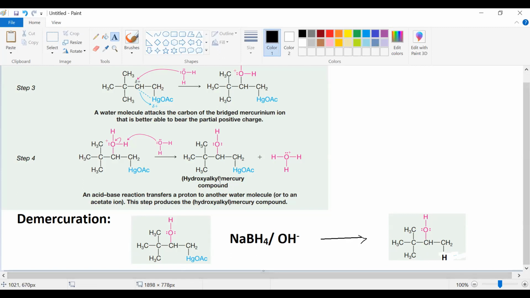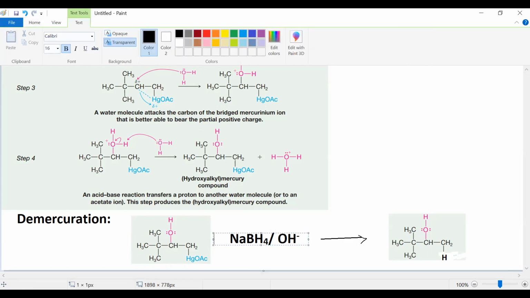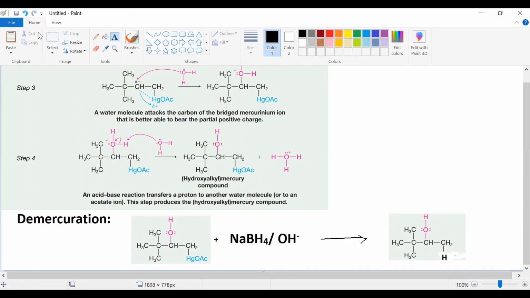If you want to eliminate your mercury here, you have to add your other agent, sodium borohydride. Okay, so that ends our discussion. It should be this one here.